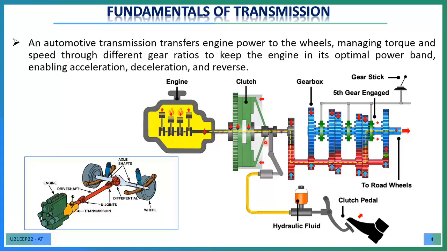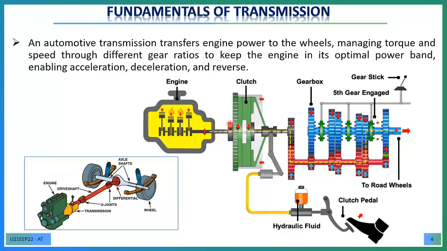We can consider the same in another way of representing the diagram. Basically, we can say the engine is directly connected to the clutch and gearbox. After that, that will be connected to the road wheels.